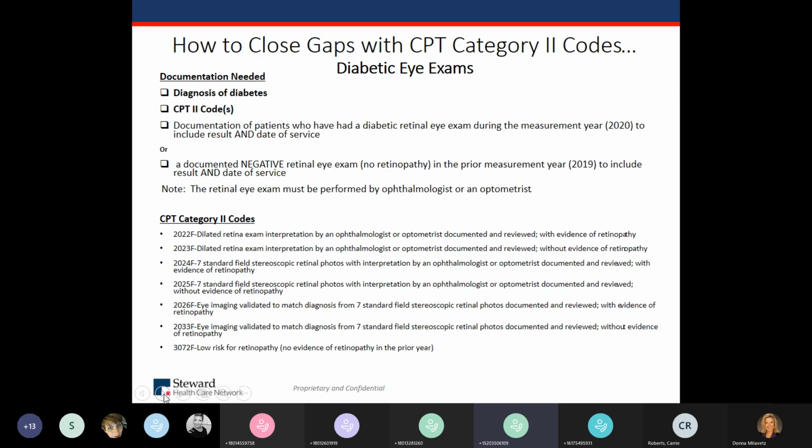Please note that the retinal eye exam must be performed by an ophthalmologist or an optometrist, and that's okay. If they're sending you their findings, you can document them as you reviewing them and discussing them with your patient. So moving on.